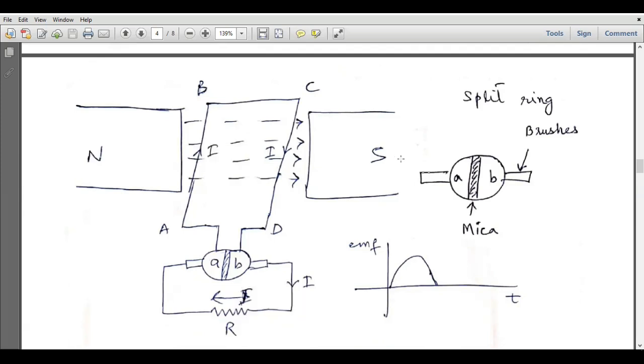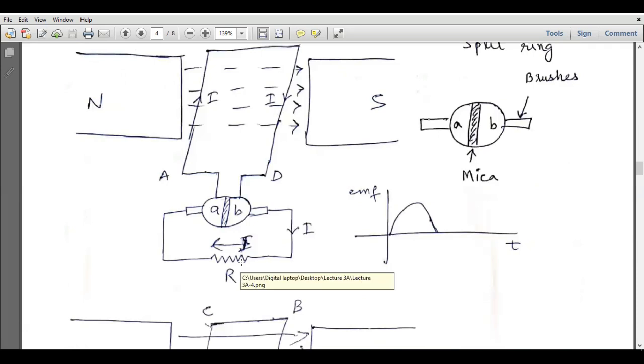So here we have a north pole and south pole again. In the same way, here we have the coil, but the two ends of the coil are now connected to a commutator, which has two segments, and in between we have a mica insulation, and this is called a commutator or a split ring. And here we have two carbon brushes, and this is the mica insulation, which prevents flow of current within the commutator segments.